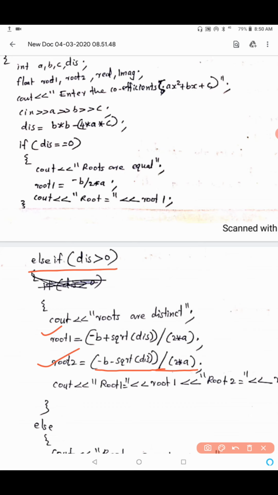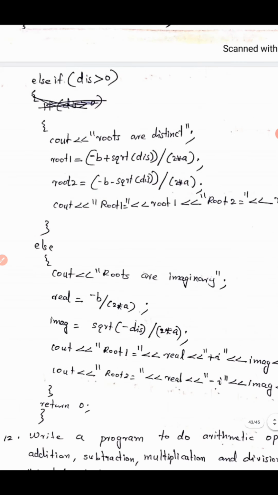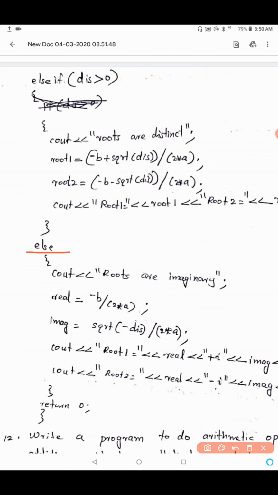Now one more case is remaining, that is discriminant less than 0, only that case. So no need of giving condition here, just else you can write, after discriminant equal to 0 and greater than 0. This is for discriminant less than 0. For discriminant less than 0, again there are two roots. The roots are imaginary.